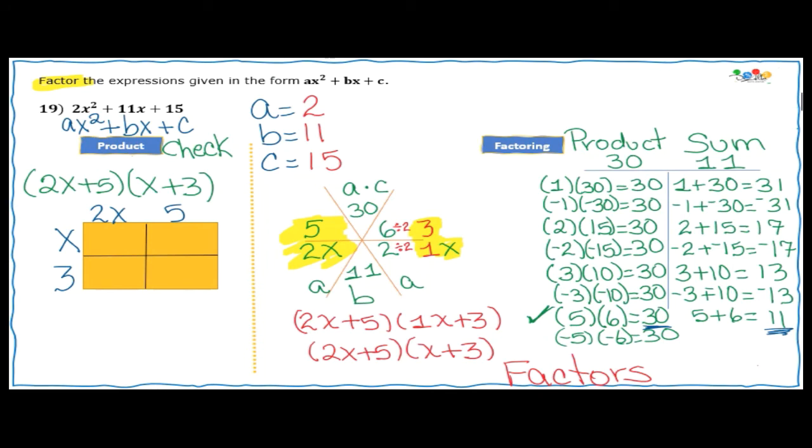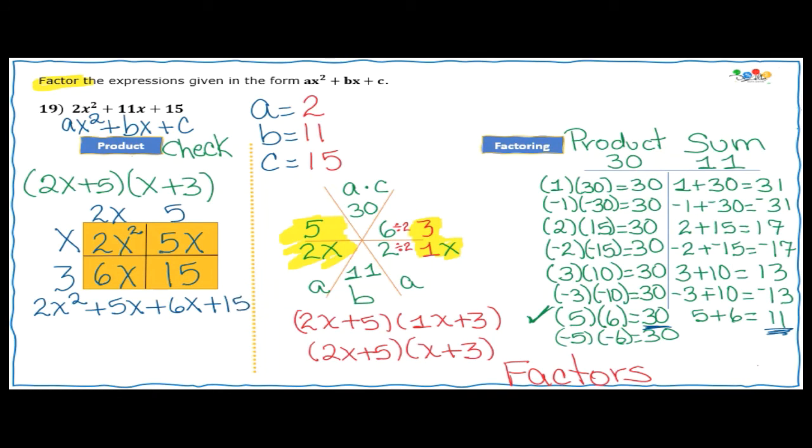So now I'm going to multiply. 2x times x gives me 2x squared. 5 times x gives me 5x. And 2x times 3 gives me 6x. And 5 times 3 is 15. Yes. So now we're going to write down everything that is inside the boxes. So I'm going to write down 2x squared plus 5x plus 6x plus 15, right?